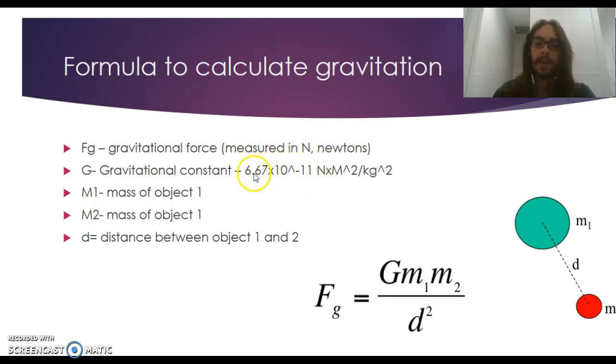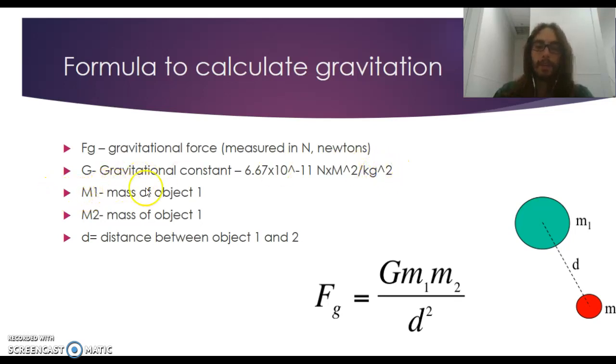So this really, times 10 to the negative 11, means we take this decimal place and then we go over 1, 2, 3, 4, 5, 6, 7, 8, 9, 10, 11. And then for all of those blank spots, we put a 0 in. So it's 0.00000000067. So it's a really small number. And then that's going to be calculated in Newton meters squared over kilograms squared.